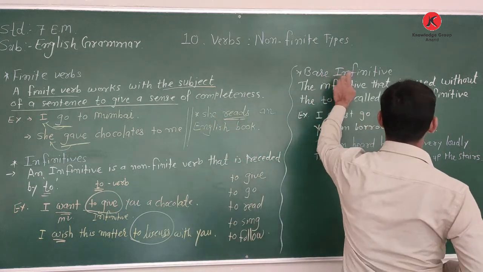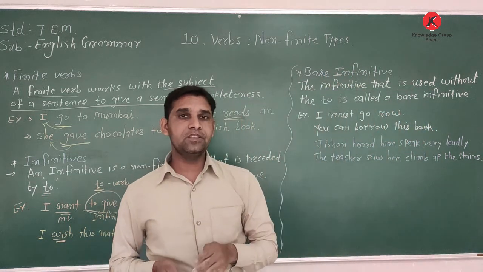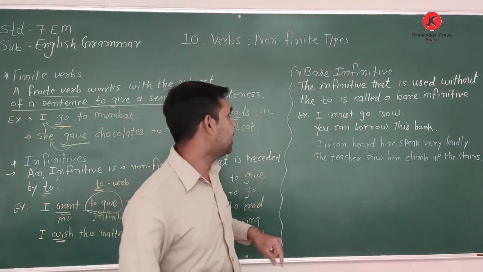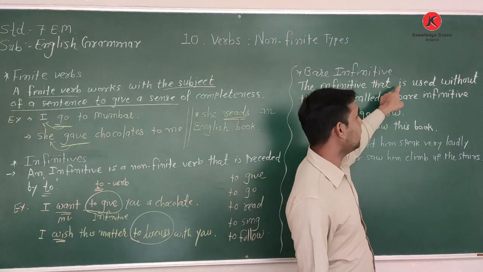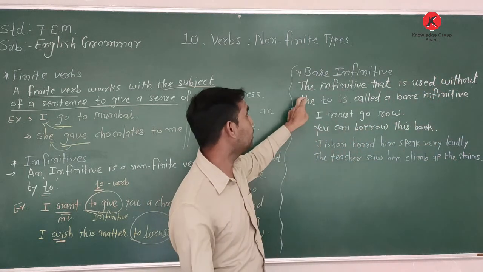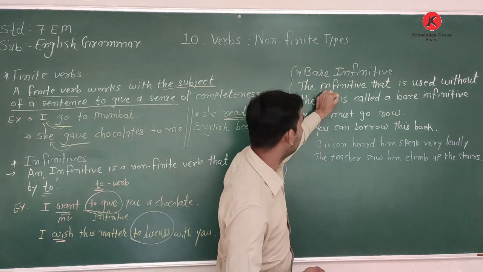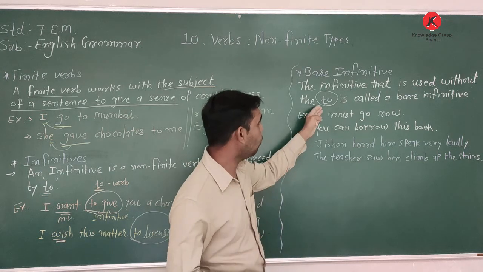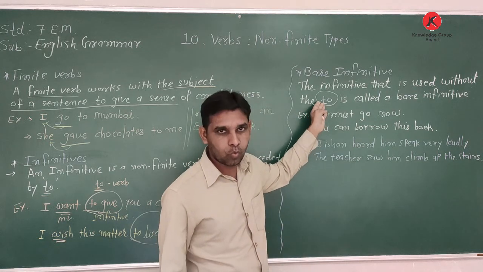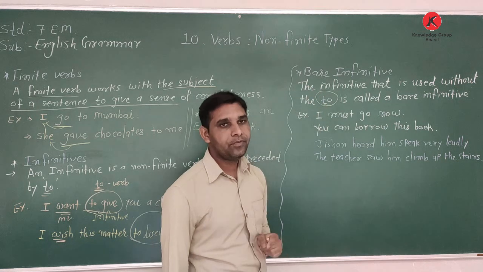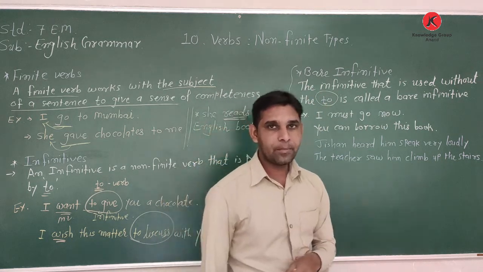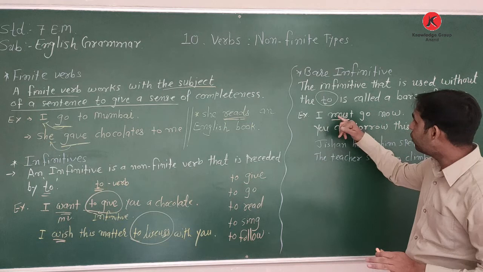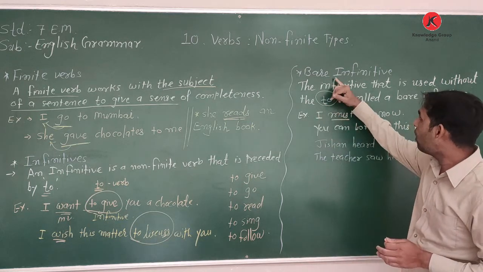Then comes the bare infinitive. Bare infinitive means we cannot use to in the sentence. The infinitive that is used without to is called a bare infinitive. Bare means nothing. We do not use to when we use the bare infinitive in a sentence. Here is the example: I must go. Here we use must, then go. We cannot use to. This infinitive is called a bare infinitive.